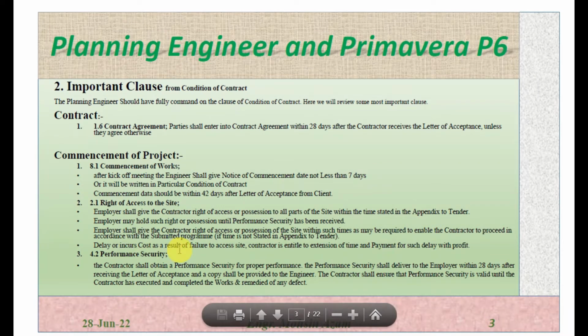If the contractor suffers delay or incurs cost as a result of failure to give access to the site, the contractor is entitled to an extension of time and payment for such delay. If there is a delay from the client in giving access to the site, the contractor is entitled to an extension of time and also to payment for that delay.